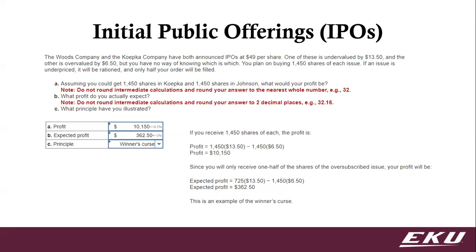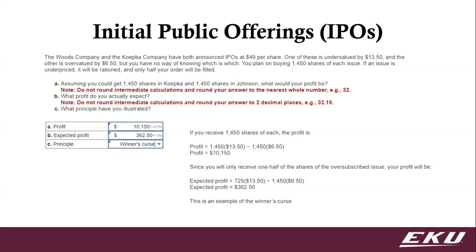Okay. Assuming you could get 1,400 of each, what would your profit be? What profit would you actually expect? And then what principal have you illustrated, right? And so if you get 1,400 shares of each, then the profit would be the 10,150, right? It's just, the undervalued is profit for you, the overvalued is a loss, right? And you just net that out.